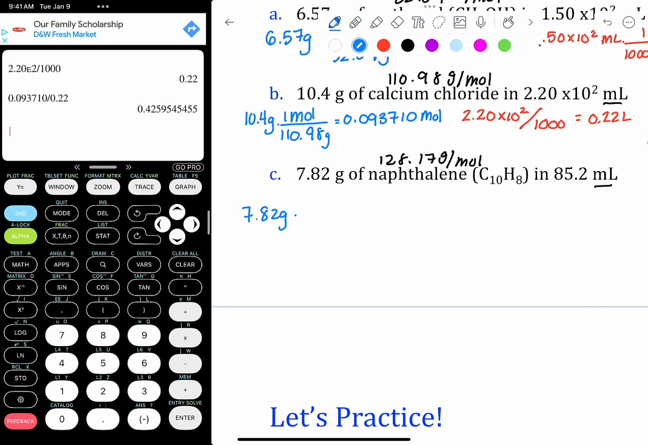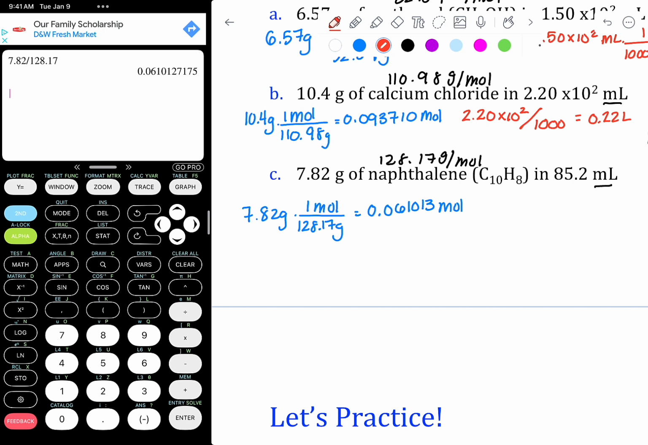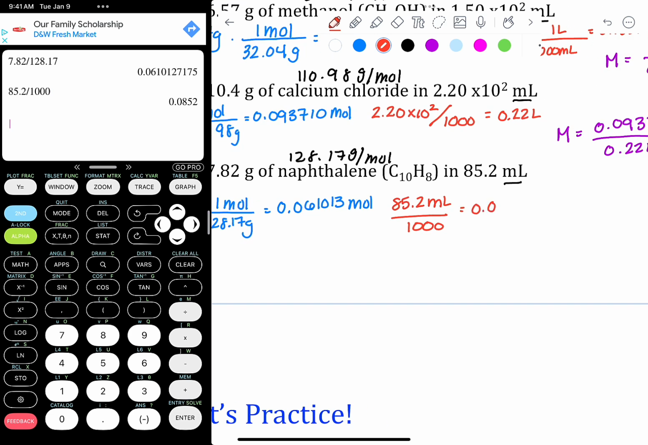Okay, and our last one, the same steps. 7.82 grams divided by the molar mass of naphthalene, 128.17. 7.82 divided by 128.17 gives 0.061013. Okay, and our volume we just take and divide by 1,000, and we get that volume in liters.